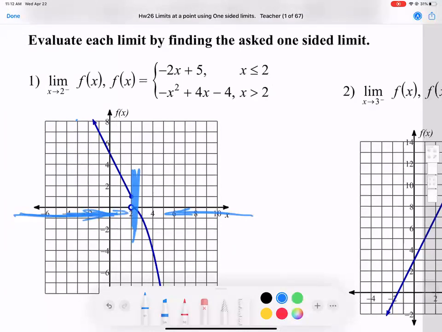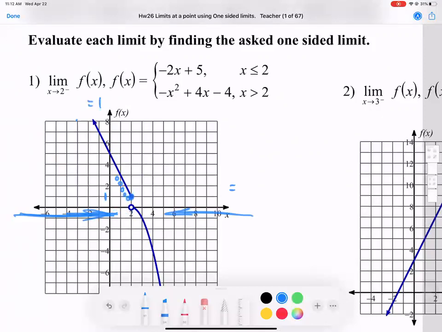As we start walking toward that wall, as we start walking toward 2, what's the y value? What is the f value? As we are walking toward x is 2 from the left side, the y value starts to drop, and it looks like it's going to be 1. So we're saying the graph looks like 1. The answer is 1 here.